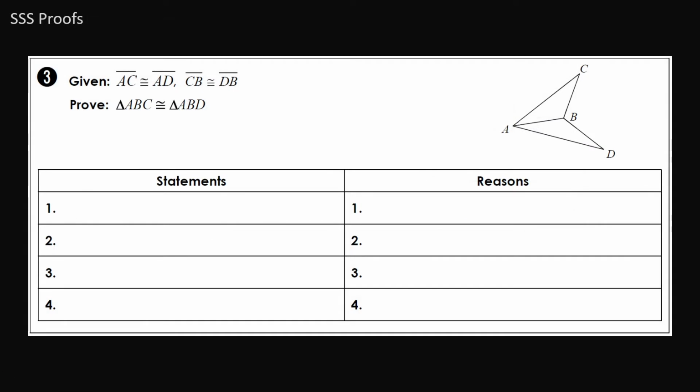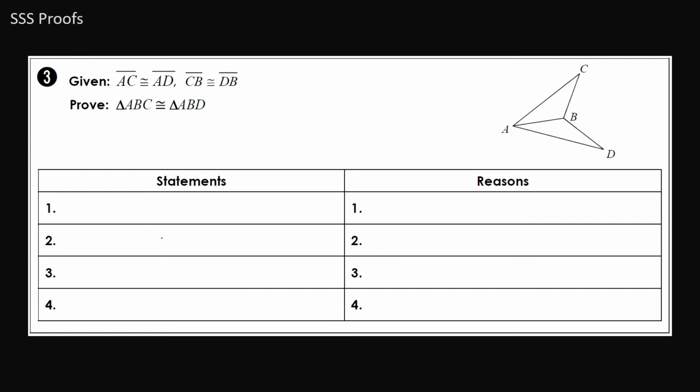So now let's get into proving triangles are congruent with the side, side, side congruence theorem, or SSS. So I'm going to skip 1 and 2. I'm going to go right to number 3. And so I'm given this diagram. I've got two triangles that are connected. They share a side. So given segment AC is congruent to segment AD and CB is congruent to DB, I need to prove that triangle ABC is congruent to triangle ABD.